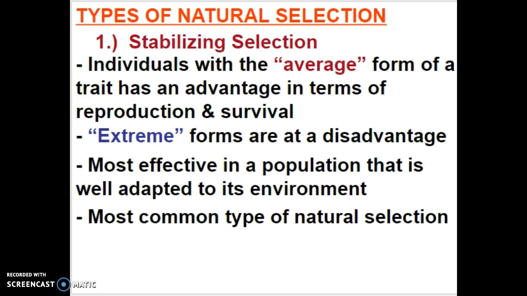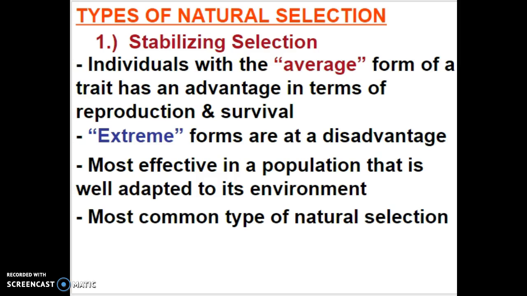Now, when we talk about natural selection, we can take a look at any trait. And remember, in any population, there is variation. That's one of the principles of natural selection. So when the population shows that individuals with an average form of a trait has an advantage in terms of reproduction and survival, and the extreme forms are at a disadvantage, that is a population that is undergoing stabilizing selection because it's becoming more average and more stable.